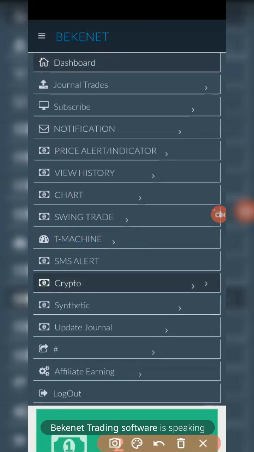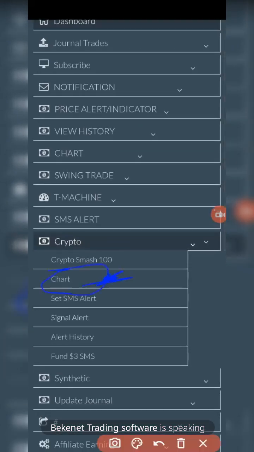Immediately you sign up, if you know how to navigate, just click on these 3 lines at the top. It will bring out a menu for you. Locate where they wrote crypto. You tap it, you see a drop down. Under the drop down, we have what?